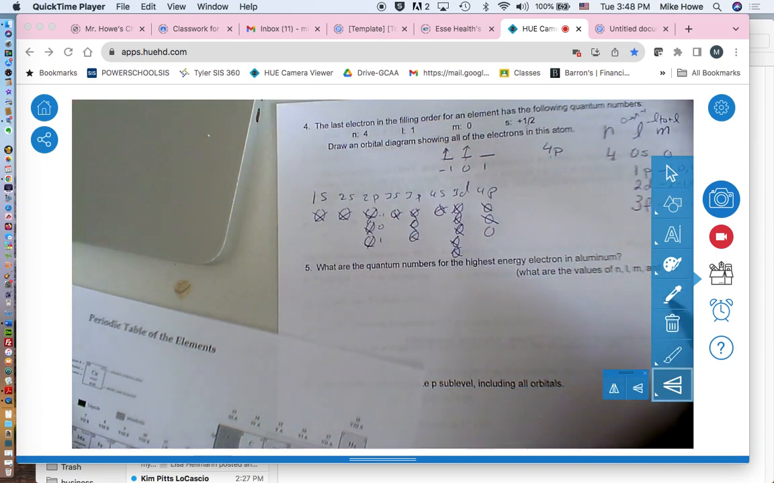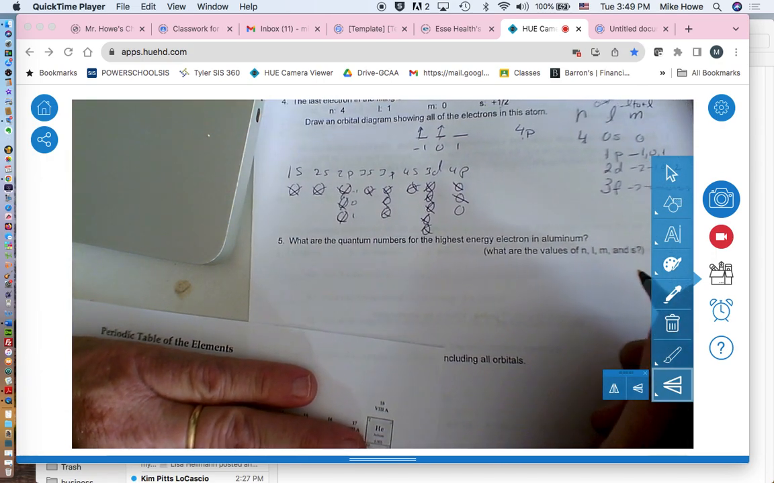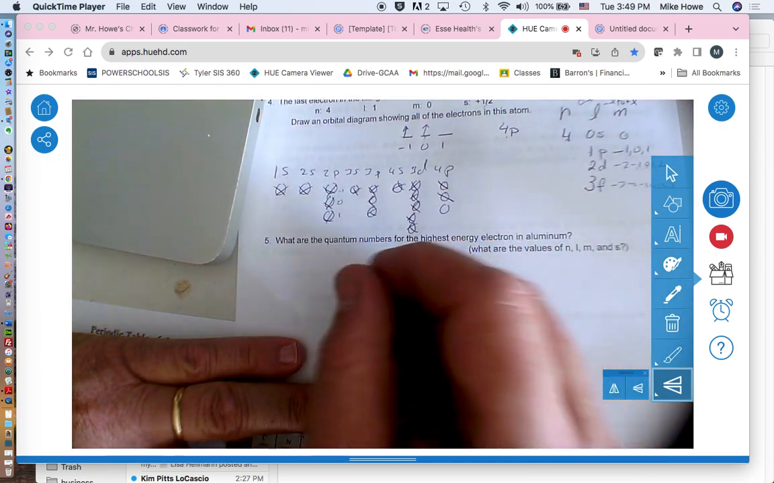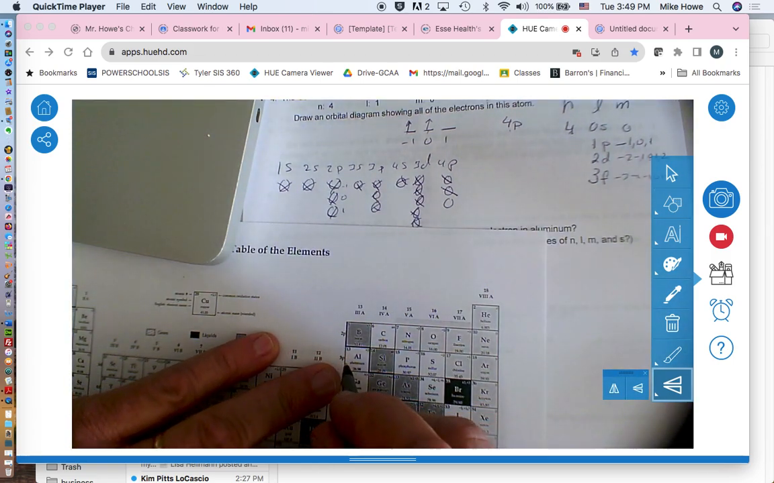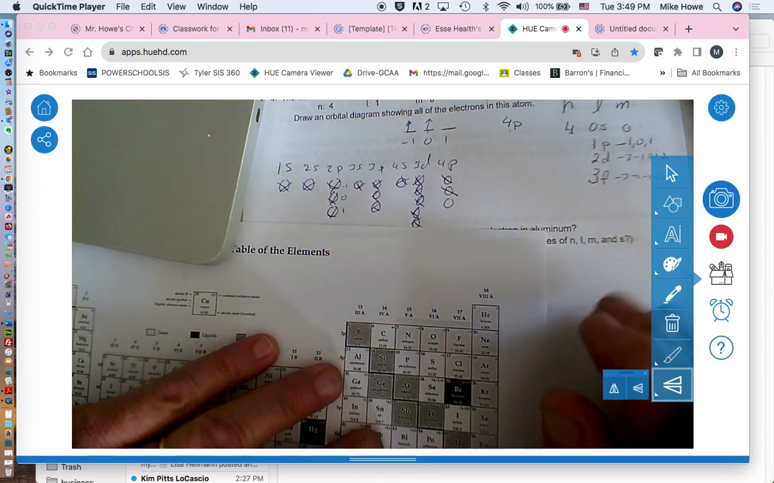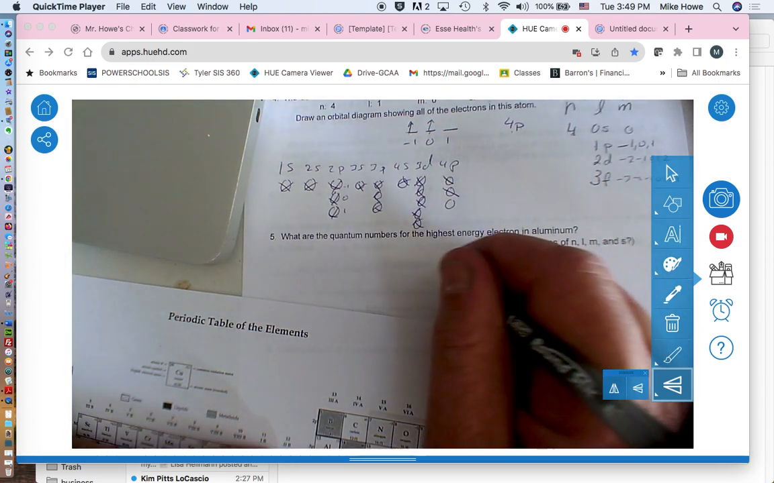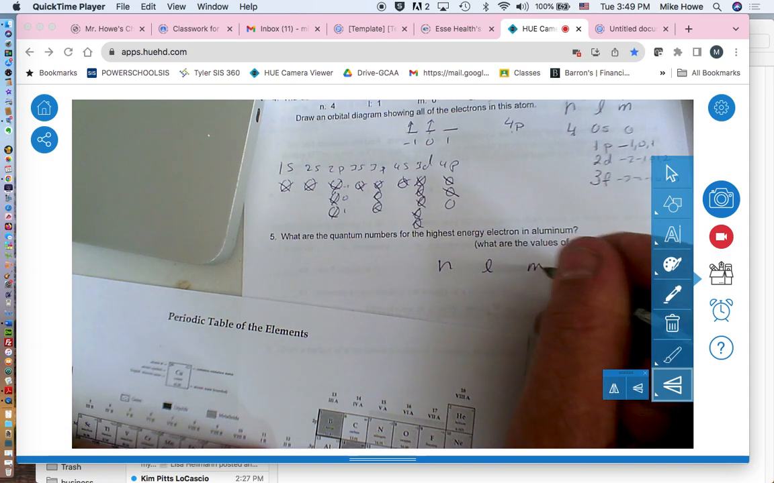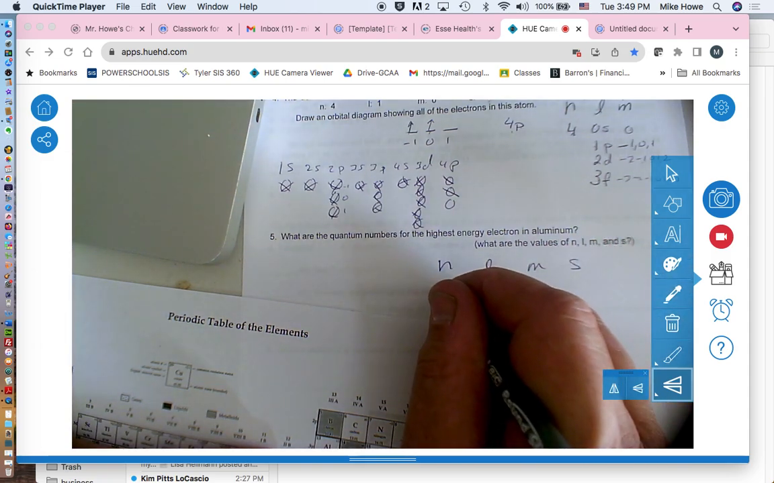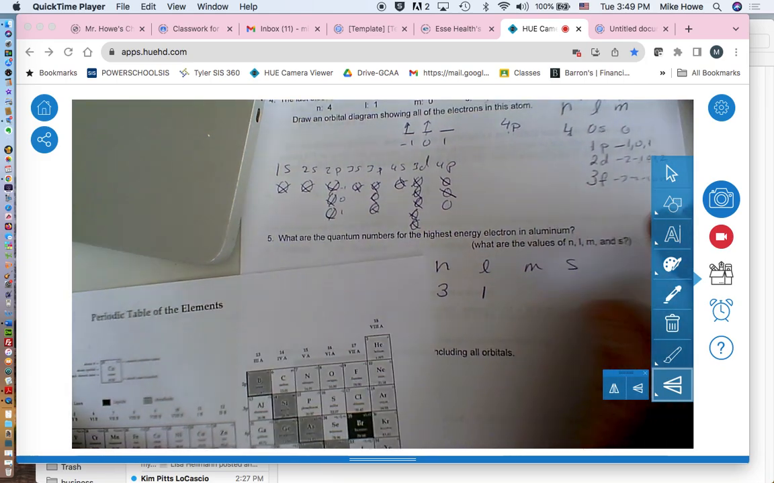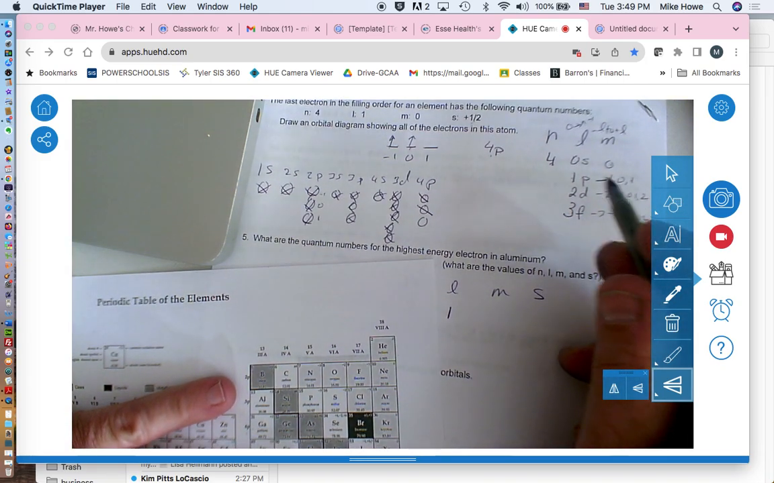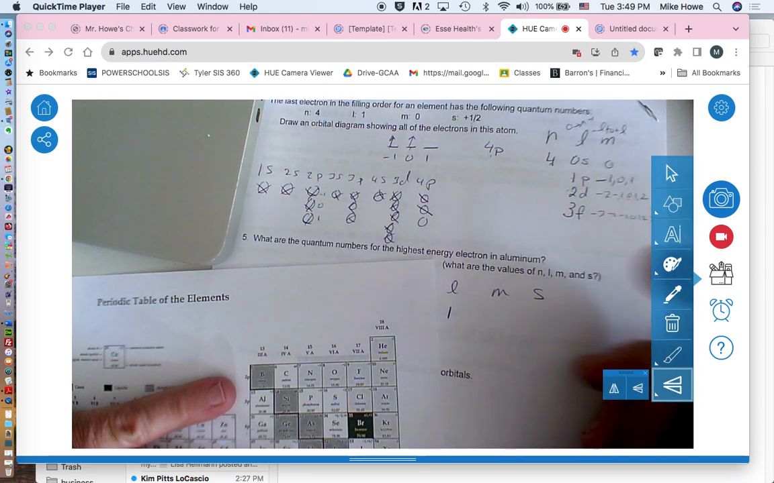All right, now we're looking for n, l, m, and s for aluminum. The next question down. So aluminum is element number 13, and we can see it's in the 3p row and it's position 1, so 3p1. So now we know n, l, m, s. We know that n is 3 and l is 1 because it's in the p sublevel. And for a p sublevel, l equals 1 right here.